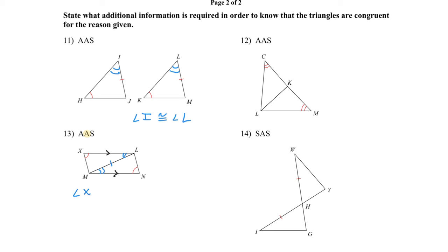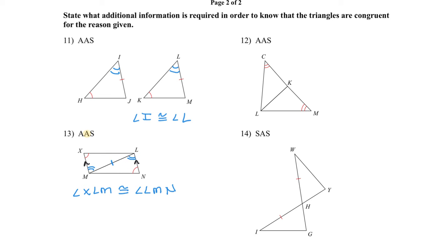Therefore, angle XLM would have to be congruent to angle LMN for these triangles to be congruent by angle, angle, side. We can also look at it as if these two sides were parallel. So if I were to erase that and do these lines as parallel, still given my side, my shared side in the middle, then these angles would be alternate interior. So I can mark this one here and this one here.